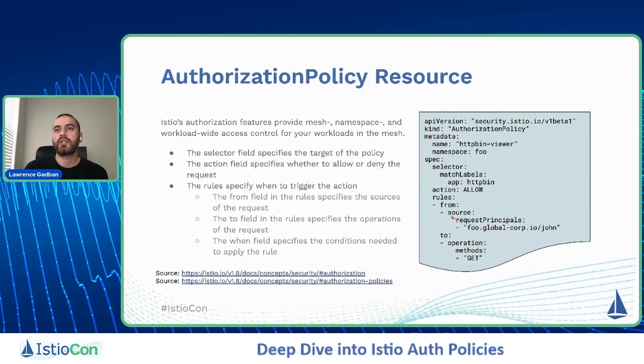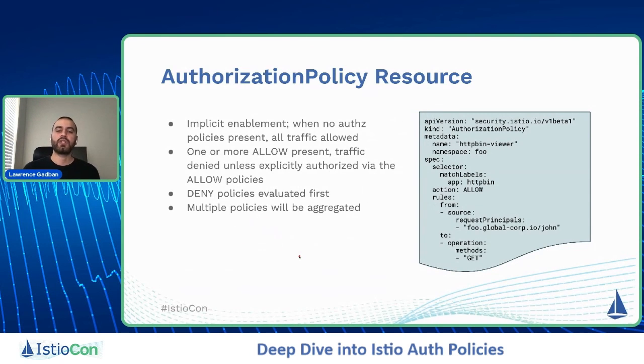There's another resource that allows you to control, this is actually access control, right? In this case, you're defining a set of rules that say, for example, from or to. So based on the source of a request and the operations of the request, and additionally some optional conditions with the when field, you can allow or deny access. What that means is that now you can allow or deny rules based off of any of the values that we were just talking about. Basically, what was the source of the request based on the peer authentication, or the source of the request based off the request authentication.